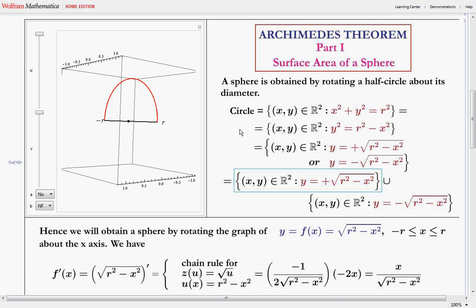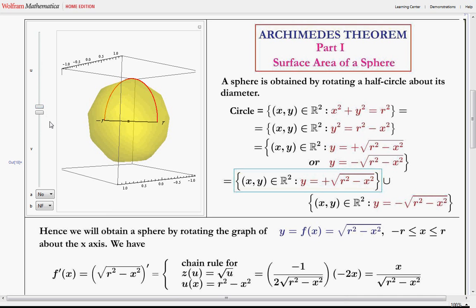Let's look at the image on the right. Clearly, we obtain a sphere when we rotate a half circle around its diameter, like we can see it here. Hence, we need to find a function whose graph is a half circle with radius r. Why don't we start with a whole circle?